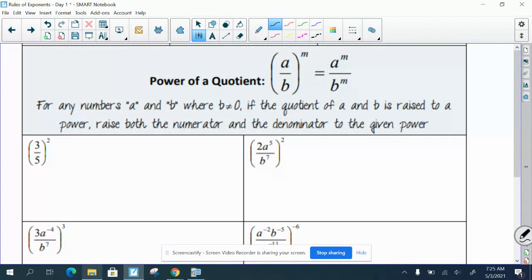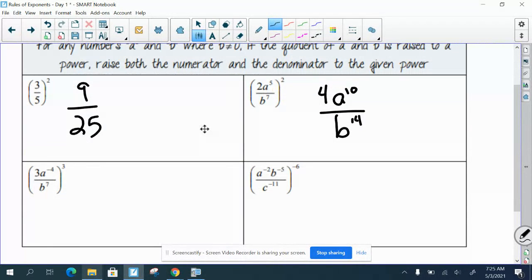Okay, for quotient powers, pretty much the same thing. So distribute the square into each part of the fraction. So this would be 9 over 25. This one, you would do 2 squared. A lot of people forget to do 2 squared. So that would be 4a to the 10th over b to the 14th.